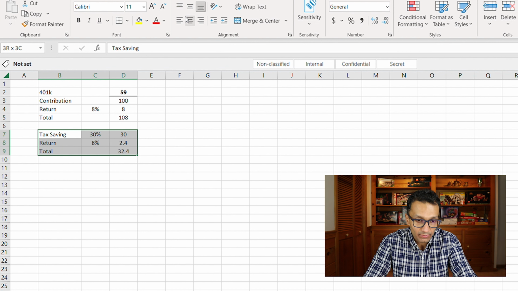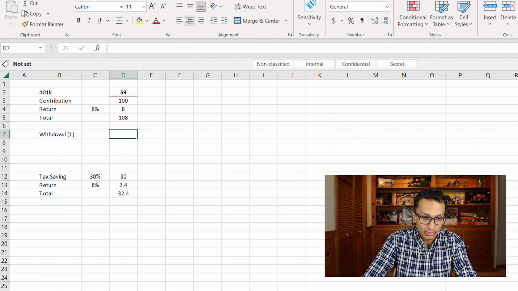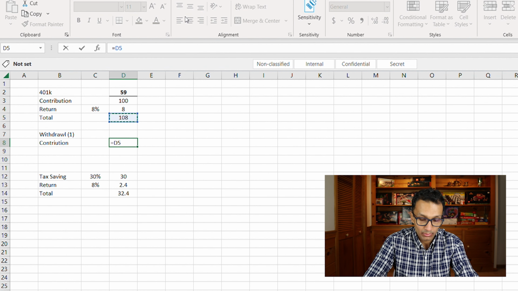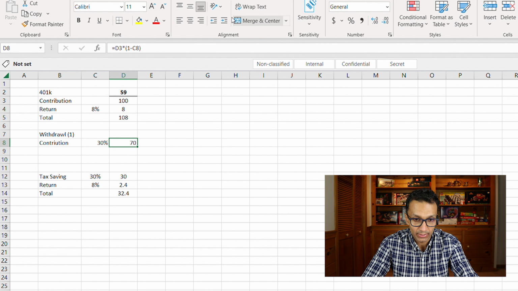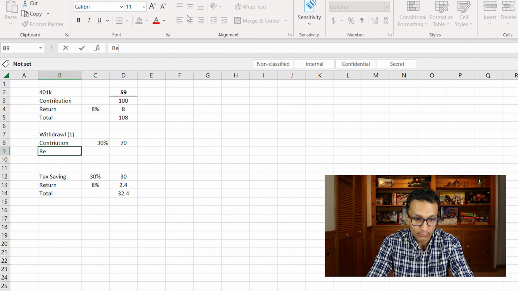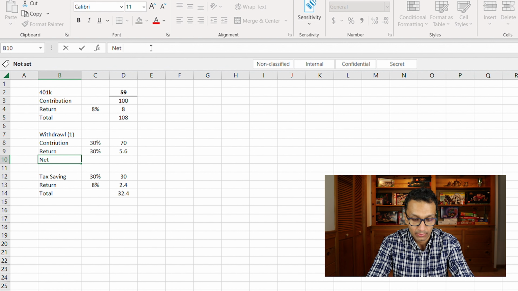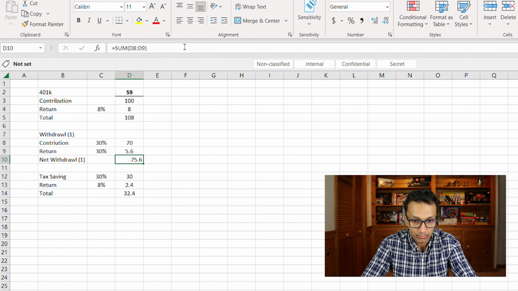Now, what will be the after-tax withdrawals? Let's call it withdrawal one. Withdrawal one would have two parts. One is withdrawal of the contribution. When we withdraw the $100 contribution, we will pay tax on it. The tax rate is the same, 30%, so we will get $70 back. When we pay tax on the return, we will get 5.6 back, because we will also pay tax on the $8 return. So net withdrawal one is 75.6.